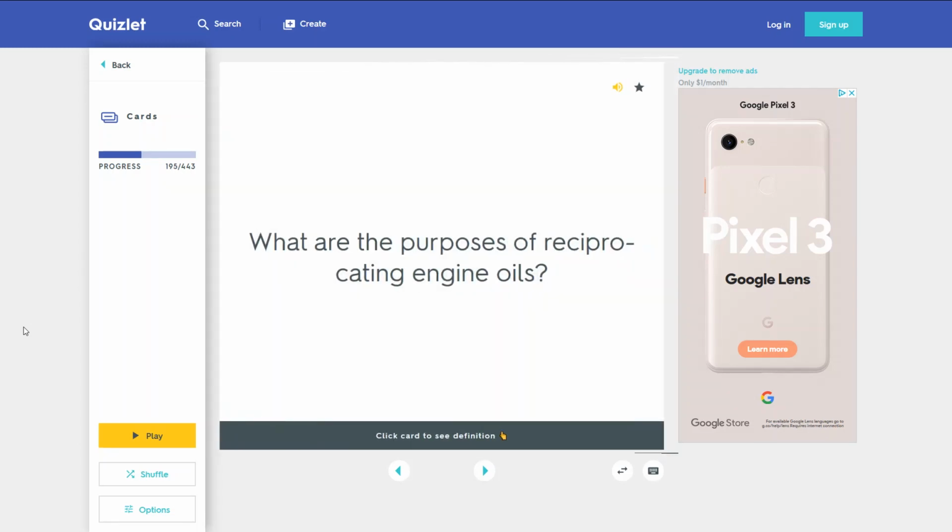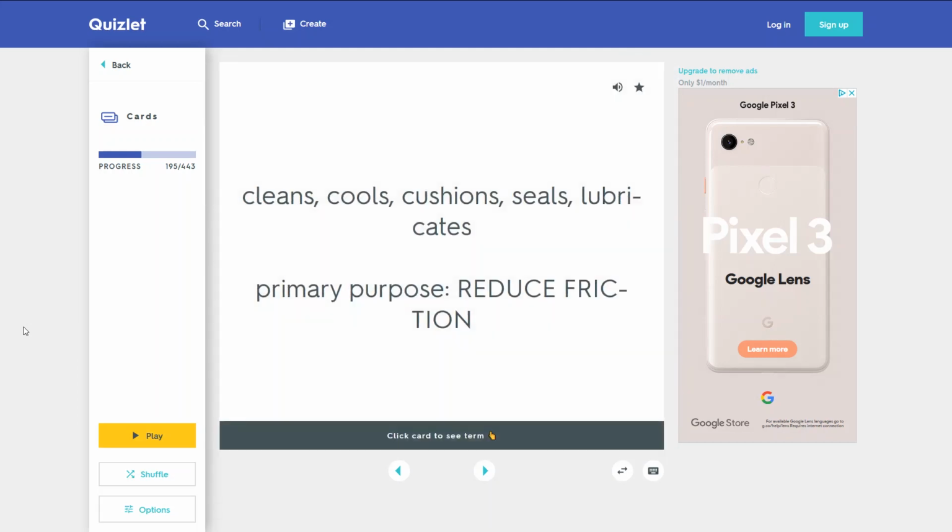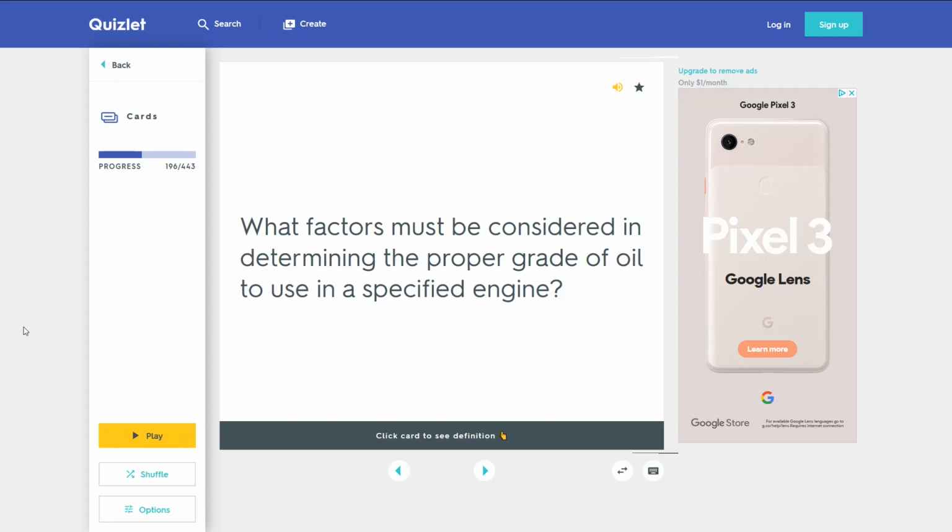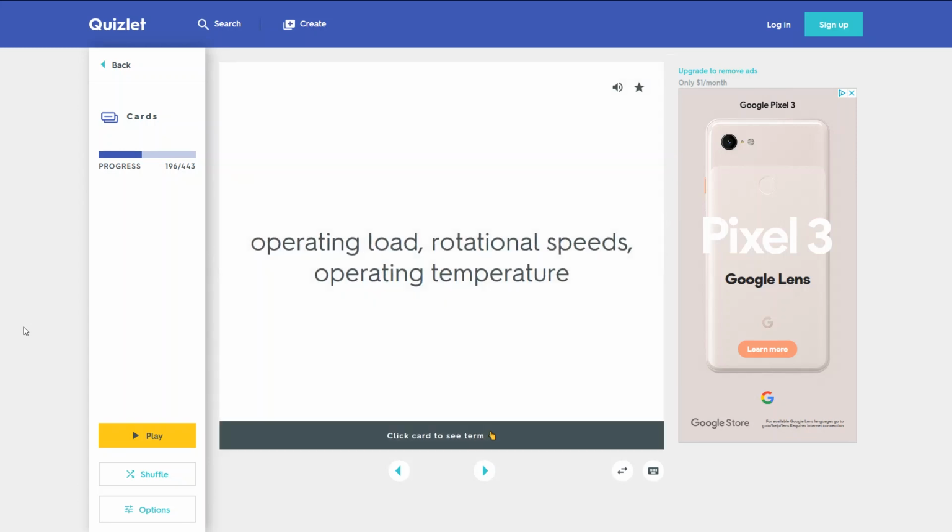What are the purposes of reciprocating engine oils? Cleans, cools, cushions, seals, lubricates. Primary purpose: reduce friction. What factors must be considered in determining the proper grade of oil to use in a specified engine? Operating load, rotational speeds, operating temperature.